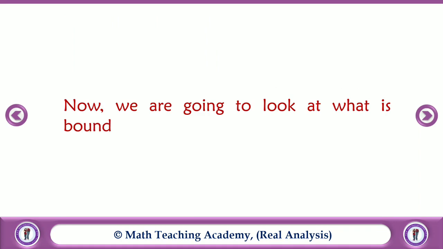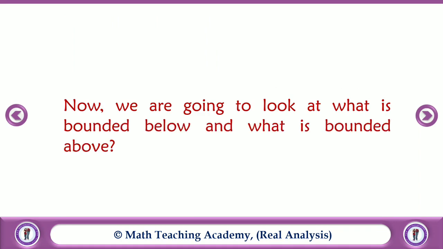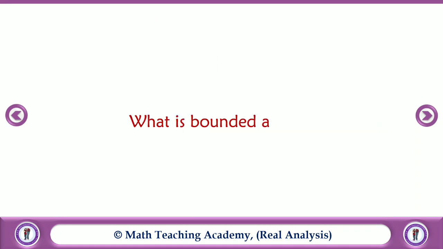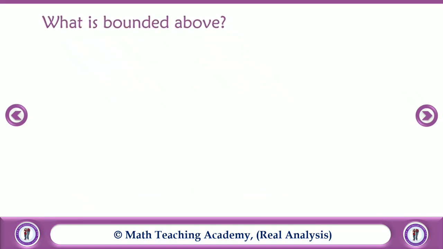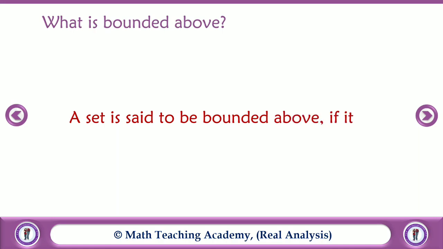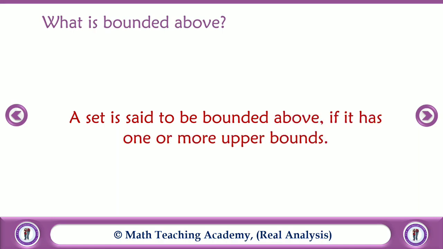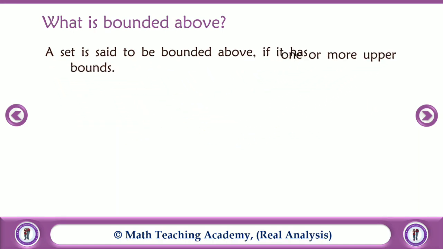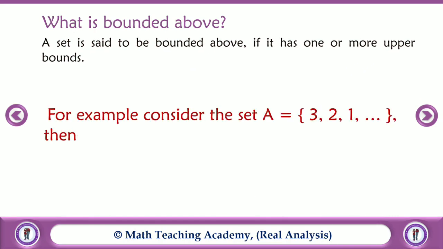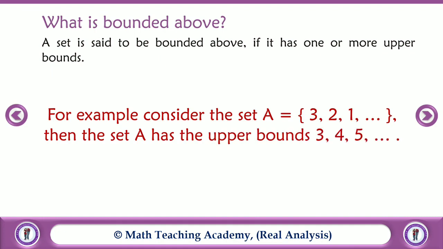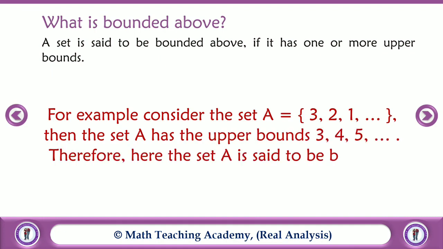Now we are going to look at what is bounded below and what is bounded above. What is bounded above? A set is said to be bounded above if it has one or more upper bounds. For example, consider the set A equal to 3, 2, 1, etc. Then the set A has the upper bounds 3, 4, 5, etc. Therefore, here the set A is said to be bounded above because it has many upper bounds 3, 4, 5, etc.